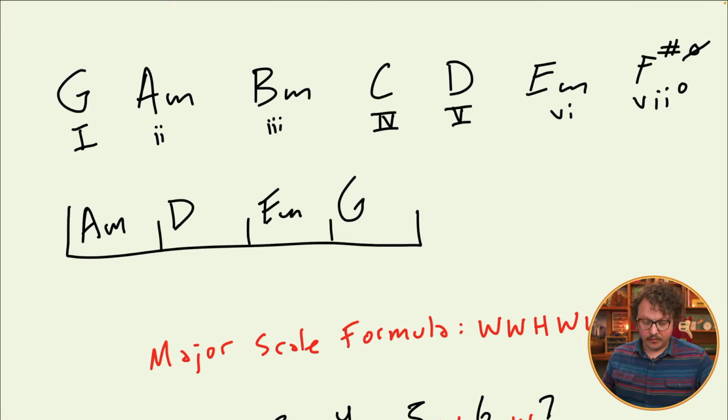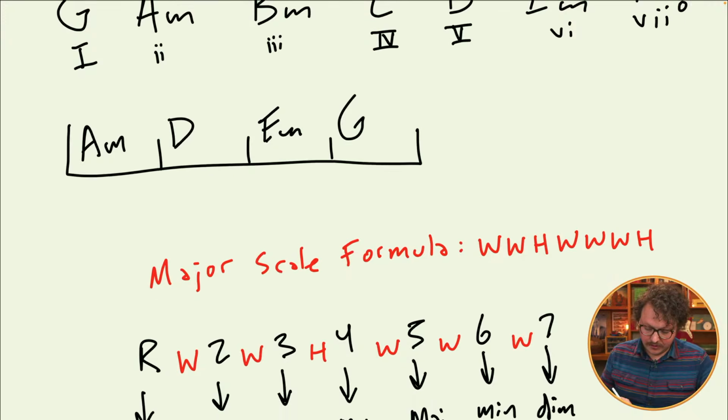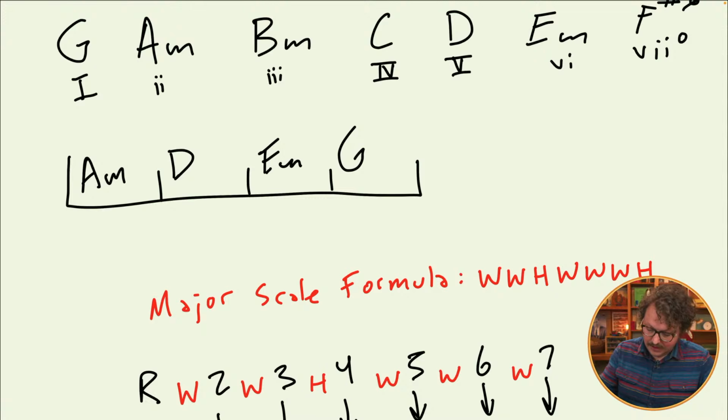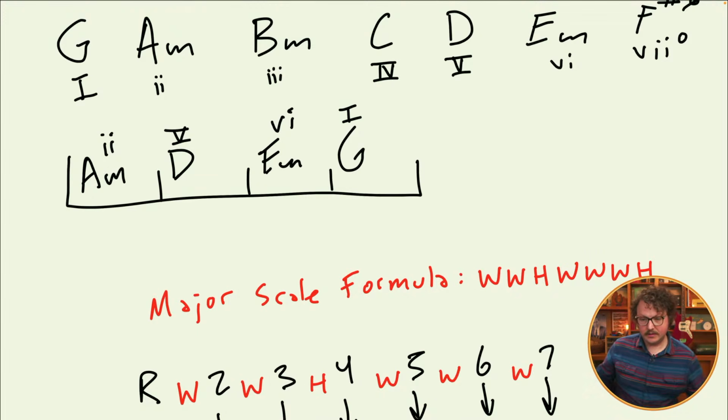The other cool thing about Roman numerals is they have uppercase and lowercase. And this is a cool shorthand for writing chord progressions to show if something is major or minor, right? Lowercase is minor, uppercase is major. So this chord progression that we already wrote out is going to be a 2, 5, 6, 1 chord progression. Here's how it sounds, right?